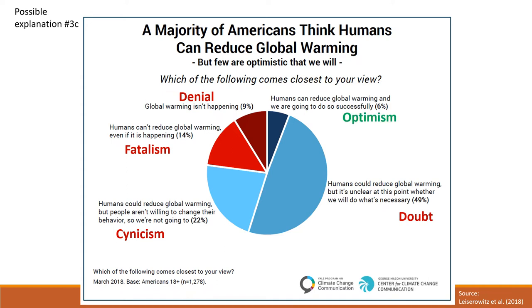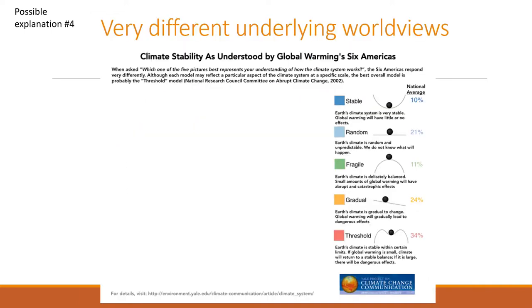But look at this. Only 6% believe that humans can reduce global warming and we're going to do so successfully. 6%. That's less than one finger on your hand. That's the sort of attitude. I wonder if you did something like this and you asked these same questions in Seychelles, where would people come down? Where do you think things are? Something maybe to reflect on in a journal.